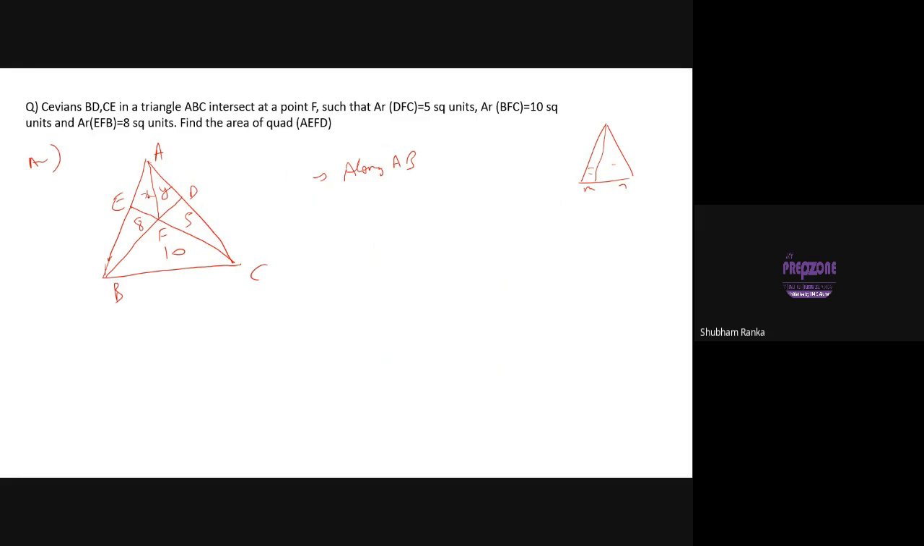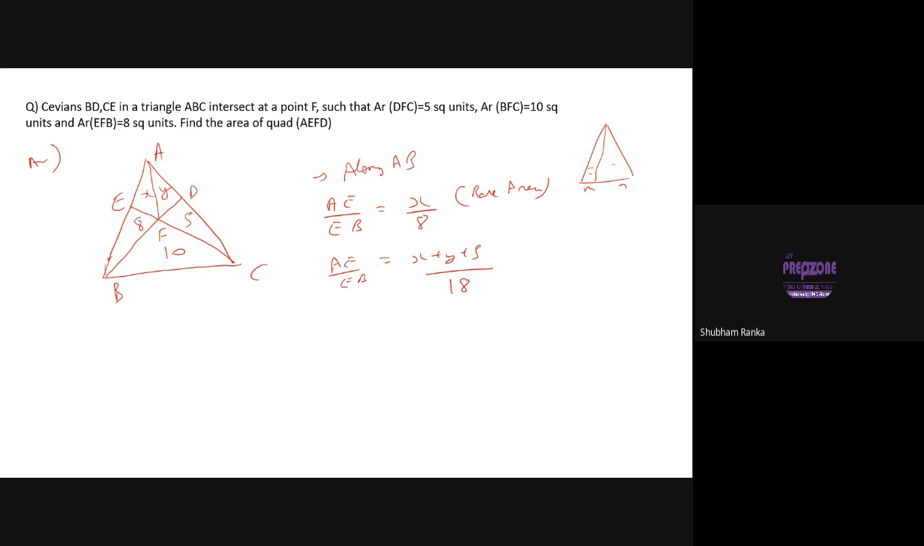AE by EB will be equal to x by 8 by the base area ratio. X by 8 is AE by EB. Also AE by EB, if you see the whole bigger triangle, is this entire area by this entire area. So basically x plus y by 5 over 18. Whatever lies in this part and whatever lies in this part, the ratio of that.